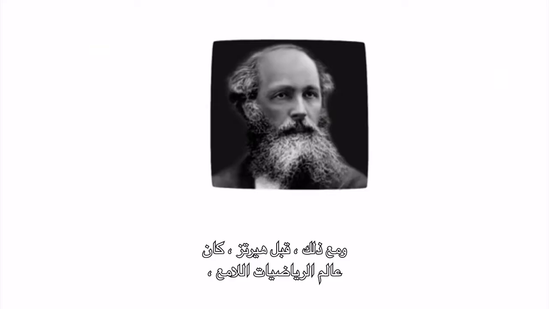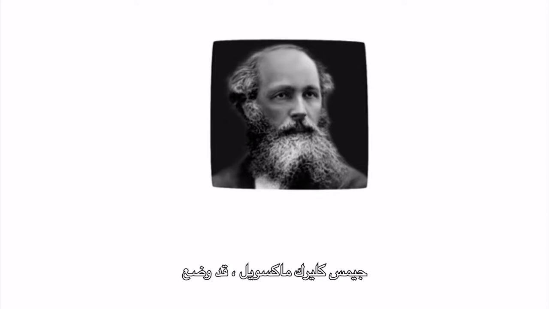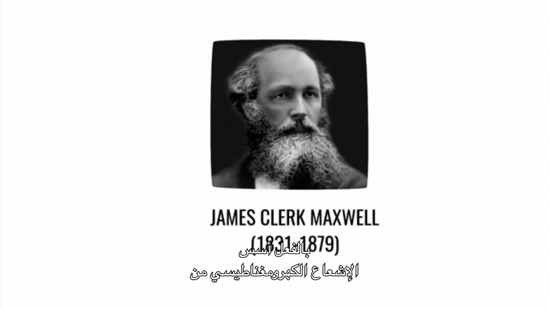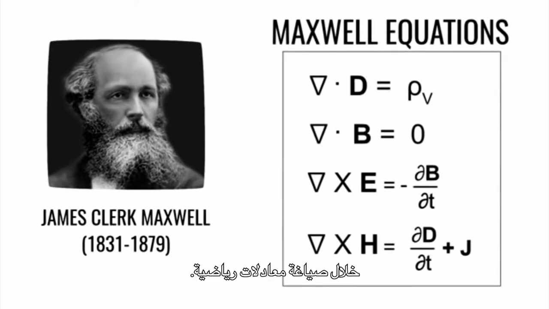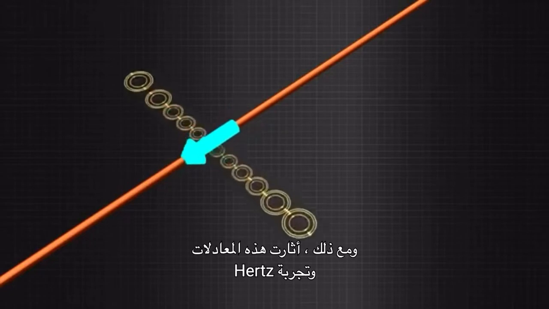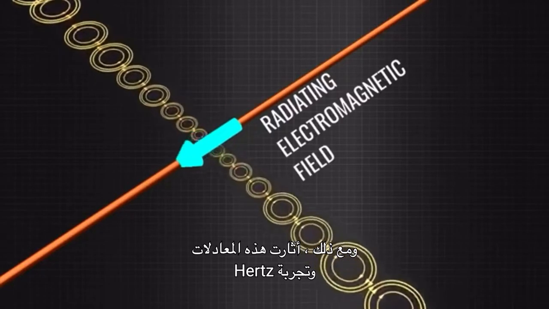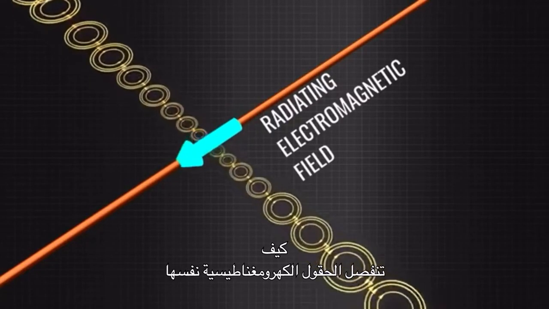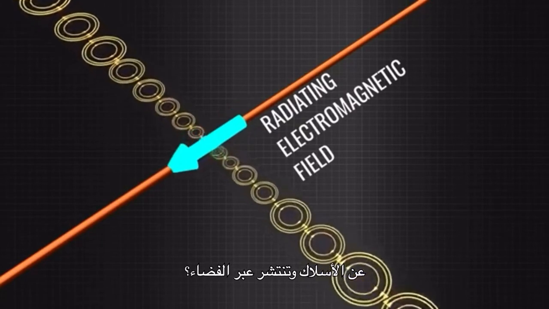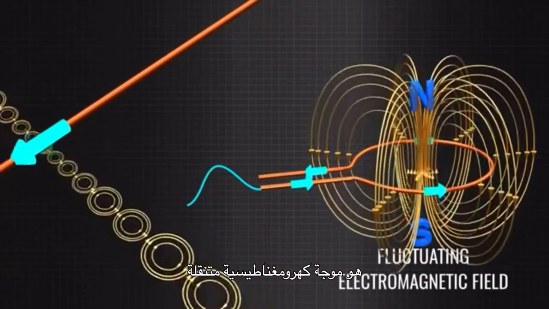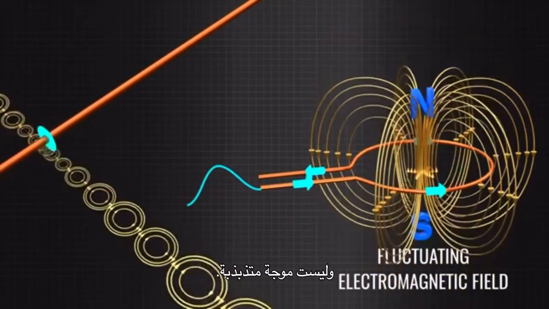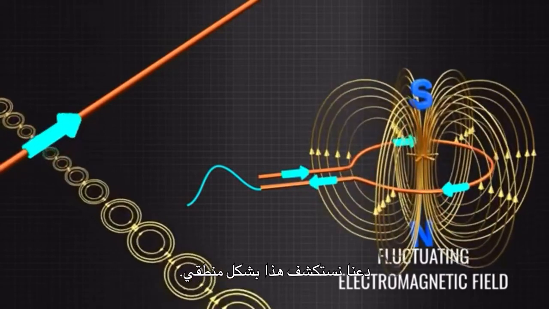However, before Hertz, the brilliant mathematician James Clerk Maxwell had already laid out the foundations for electromagnetic radiation by formulating 4 mathematical equations. However, these equations and the Hertz experiment raised a question: how do electromagnetic fields detach themselves from wires and propagate through space? More specifically, what we need is a traveling electromagnetic wave and not a fluctuating one. Let's explore this logically.